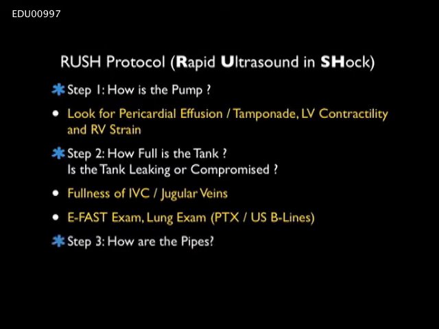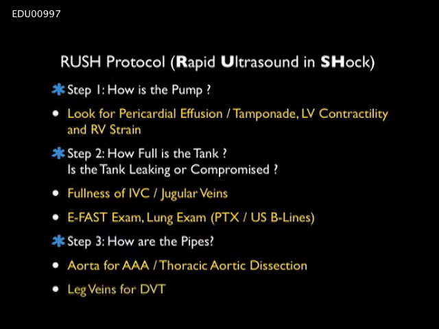Number 2 was the evaluation of the tank, or intravascular volume. The first assessment here was how full is the tank, and this was performed by evaluation of the inferior vena cava or internal jugular veins. The second part was to evaluate if the tank was leaking or compromised, and this involved elements of the extended FAST exam and also lung ultrasonography, looking for the presence of a pneumothorax or ultrasonic B lines.